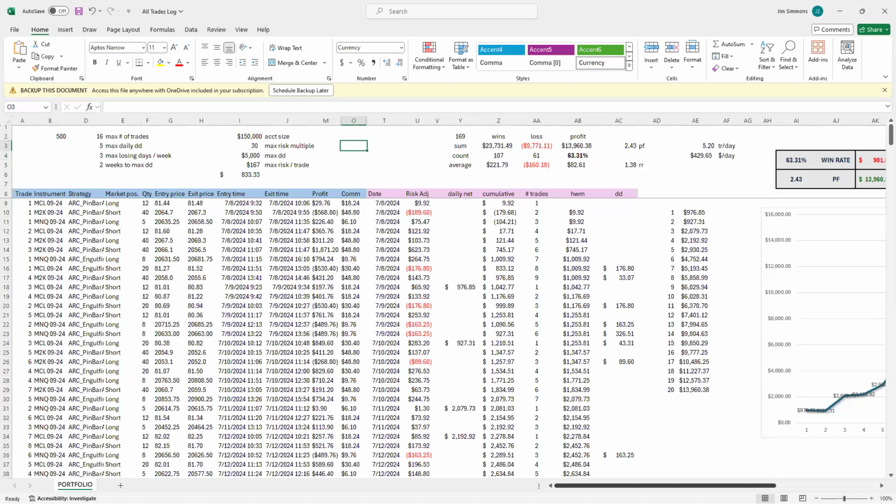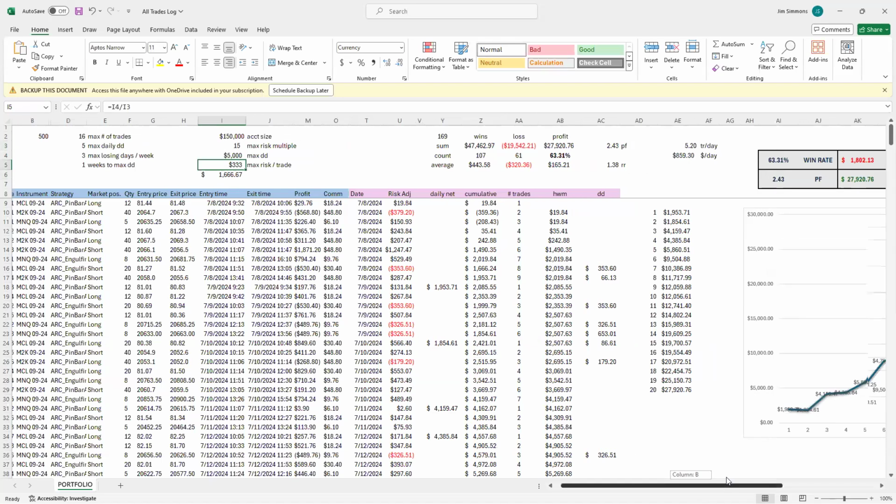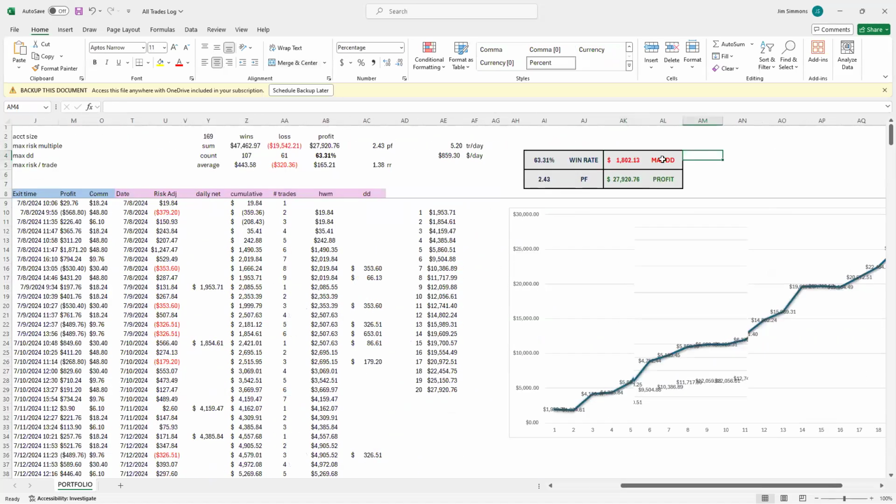your risk modeling. Okay. So the idea behind this, again, if you're at 15 max trades, that puts you at 333, and you've got max drawdown 1,800 and 27,000 in profit.